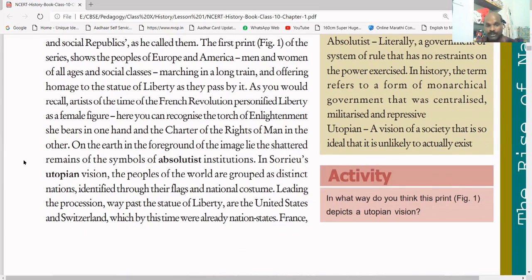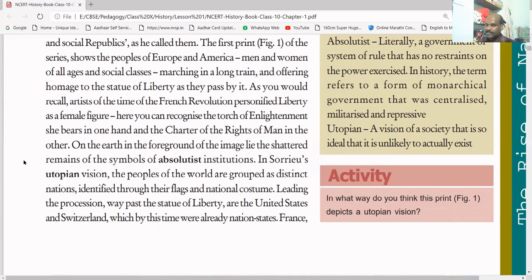Look at the utopian vision. What is utopian? A vision of society. You have an ideal society. You think that your society would be like this in future, and people may think that no, it may not happen. In reality it does not exist, but you think that in future all society is going to become like that. This type of idea we call utopian society, something that does not exist. But what were the other features of these utopian societies visualized by Sorrieu? Another point is that the people marching towards the Statue of Liberty are holding their own national flags and wearing their costumes. That means they want to be identified with the nation state, not with the monarch.